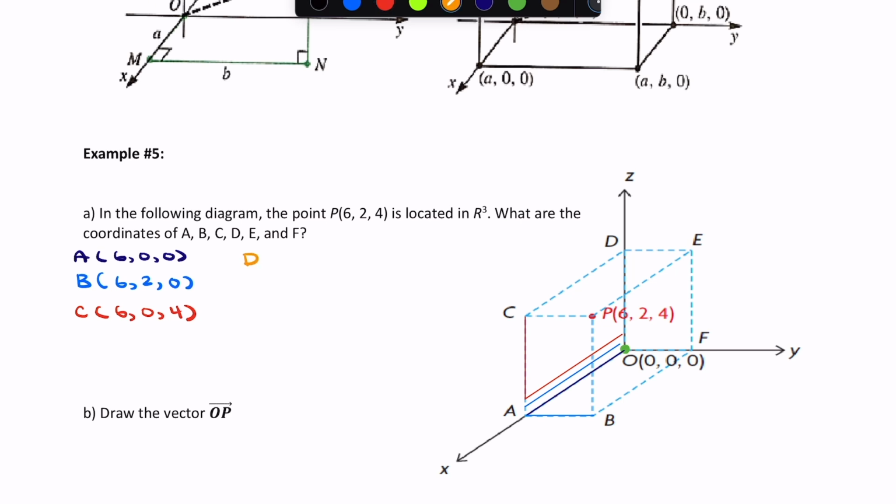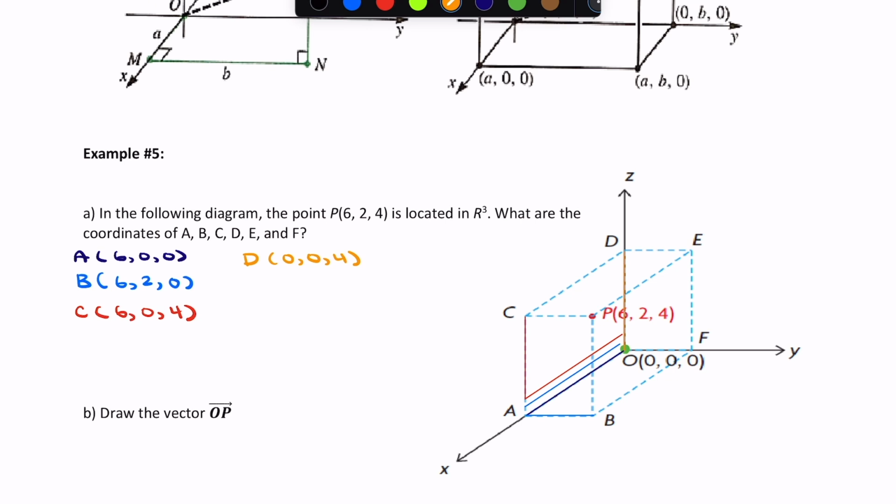Okay, so then we look at D. So if we look at D here, again, it starts at the origin, doesn't move any units on the x-axis, doesn't move any units on the y-axis, but it does move units on the z-axis, which is 4. So here, the coordinates for D are 0, 0, 4.